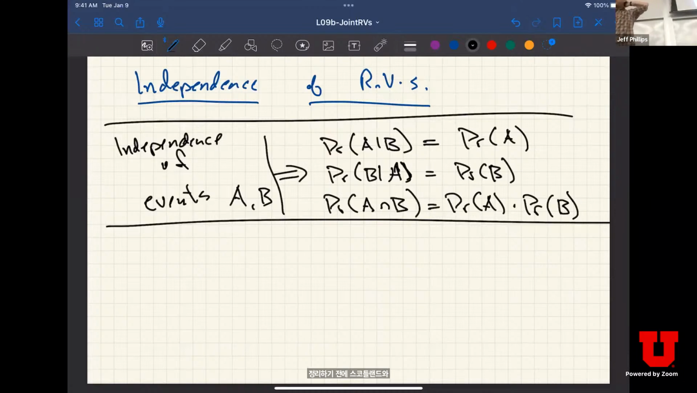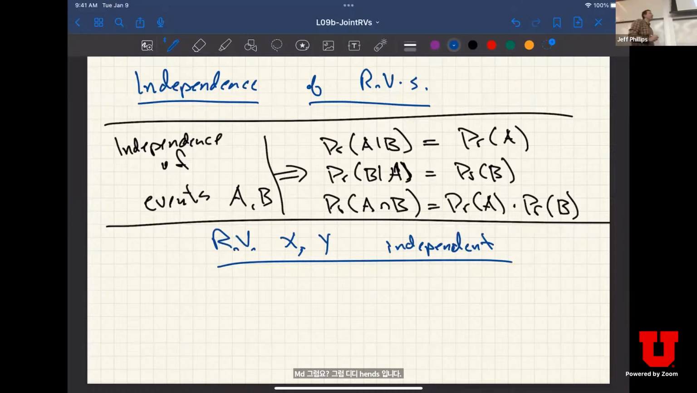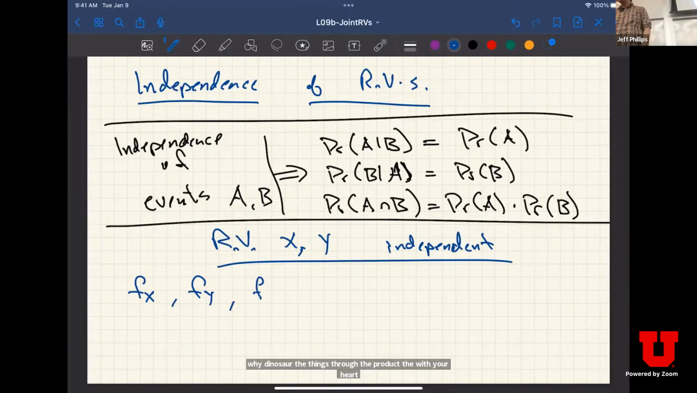I want to talk about independence now of random variables X and Y. So I have random variables X and Y that are independent. This is not quite the same thing. I have a stronger statement. The random variables are defined based on the ingredients I have here: f of x, f of y, the PDF of X, the PDF of Y, and the joint PDF of X and Y.